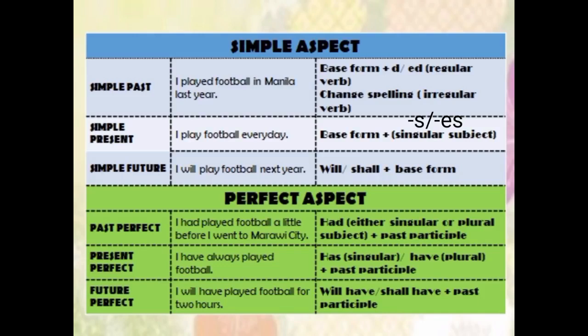Remember, if we use the pronoun I or you as our subject, we must use the helping verb have instead of has. In future perfect, I will have played football for 2 hours. We use will have or shall have plus the past participle form of the verb.